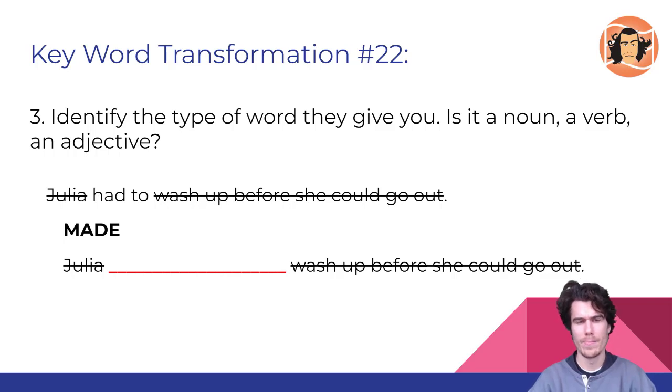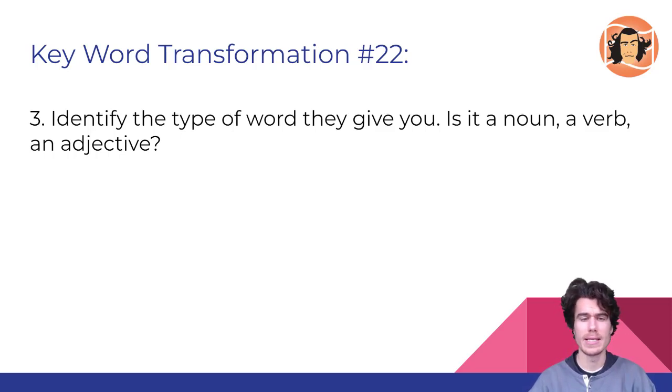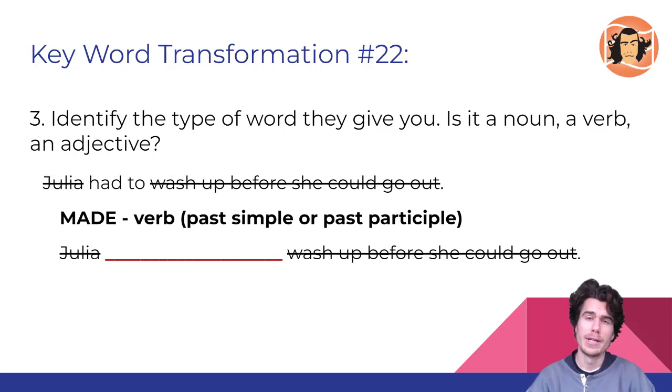Step number 3. Identify the type of word they give you. Made. Is made a noun, a verb, an adjective, or a different type of word? And again, you can pause the video and write this down. And when you're ready, press play. Okay, so the word made is actually a verb, and here it's in the past simple or past participle form. Make, made, made.